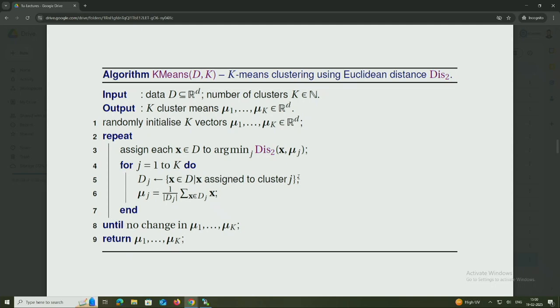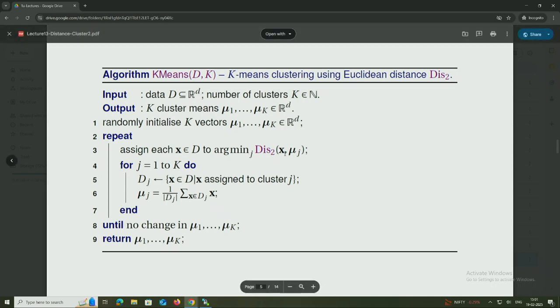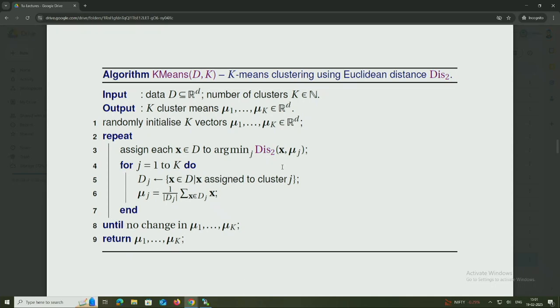So it's saying assign each x to argmin over j of the distance from x to mu j. So for every x you take, you find its distance from all the mu's, which we did in the first step. 3 points were there, so for every one, we assign it to the cluster where it's closest. So argmin j is saying assign it to that cluster j where the distance is the minimum. Everybody okay? Now what do we do?